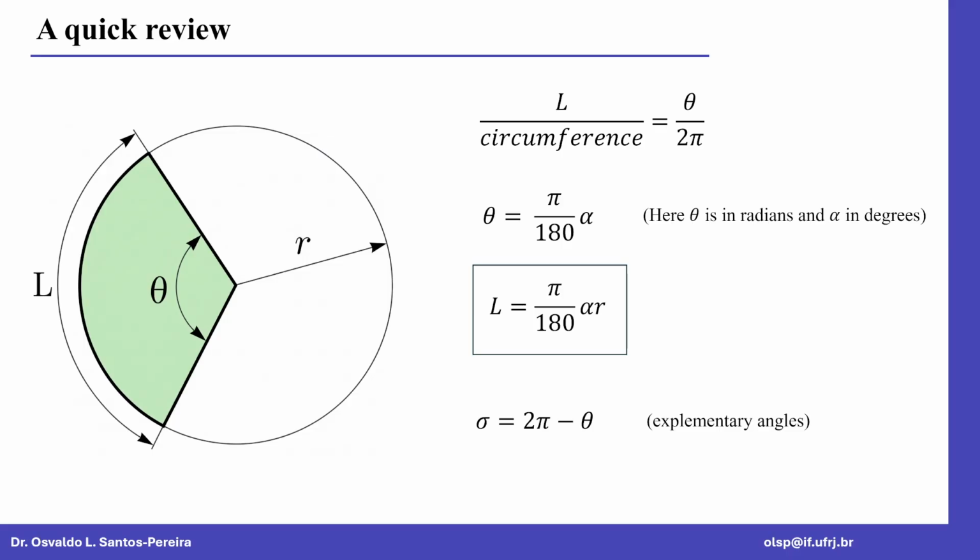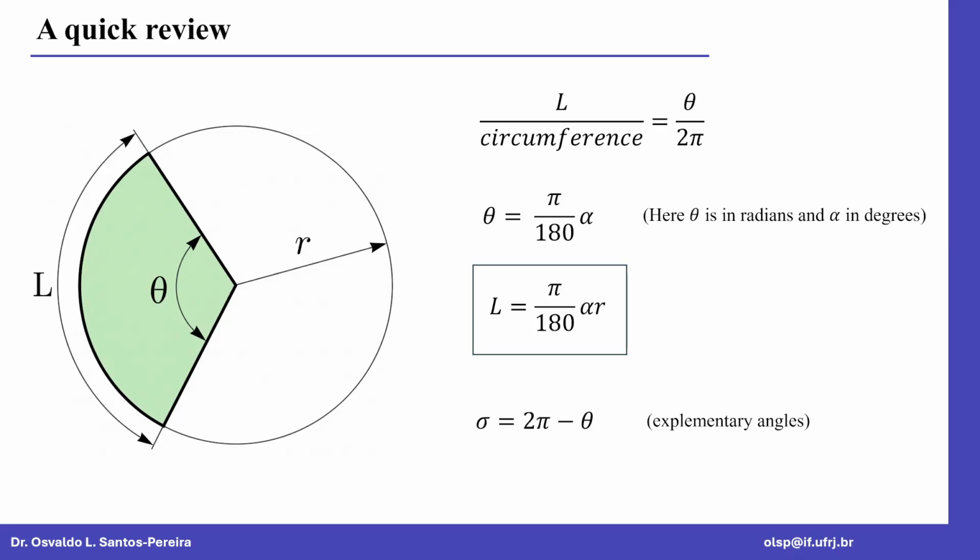We shall also use another important geometric definition throughout the analysis. A pair of angles whose sum is equal to 360 degrees are called explementary angles, also known as conjugate angles. In the present discussion, we shall define the angle sigma as the explementary angle associated with theta. In other words, sigma is equal to 360 degrees minus theta.